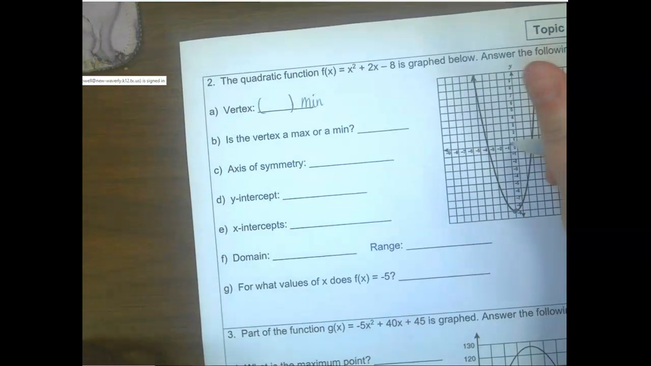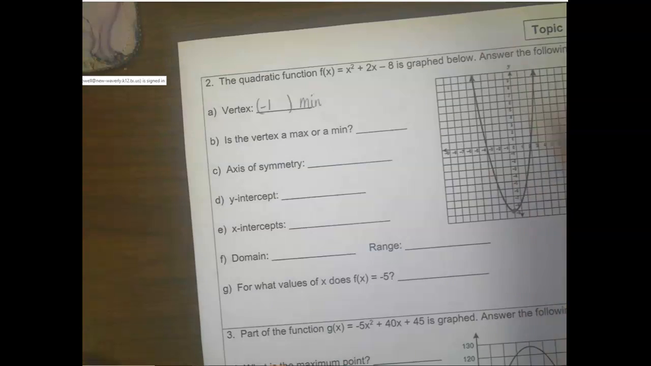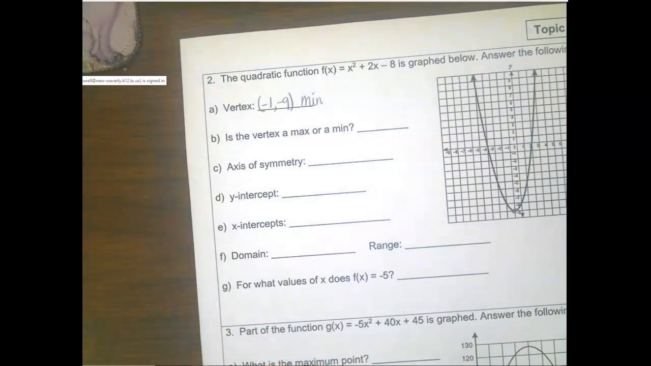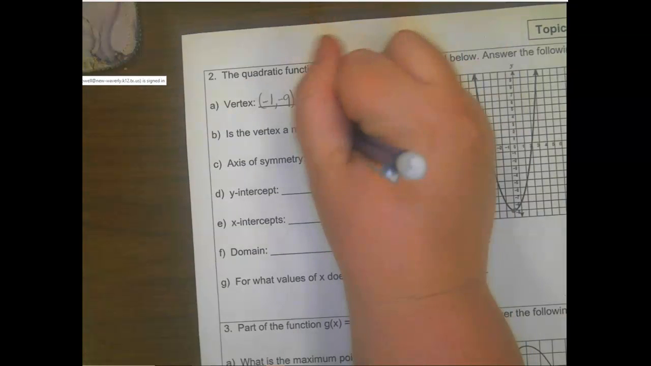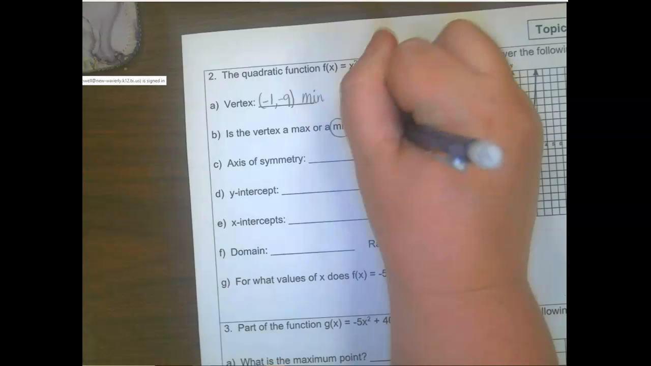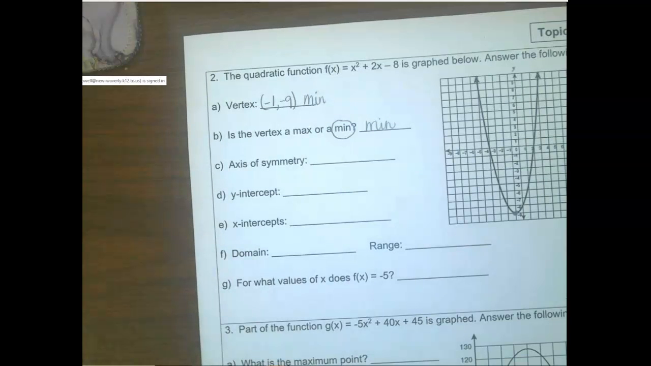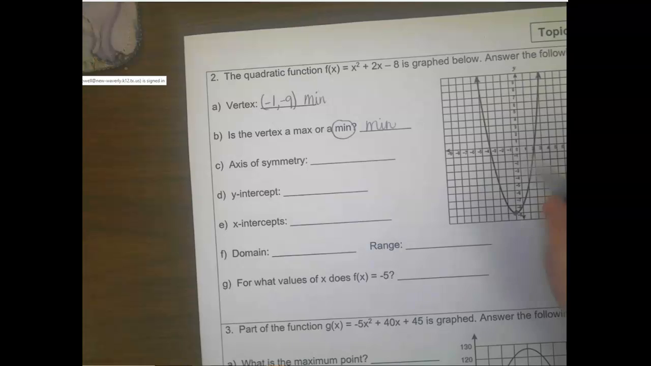And that coordinate is -1, -9. -1, -9. Is the vertex a max or min? We answered that already. That is a minimum. Our axis of symmetry. So let's look. Let's find some points. This is one away from this line.